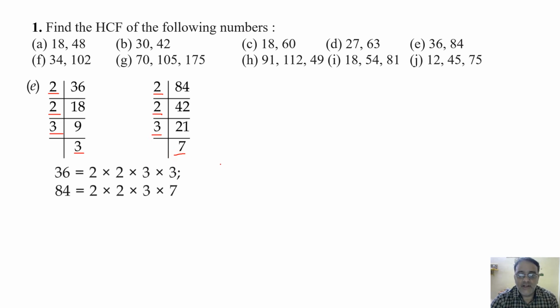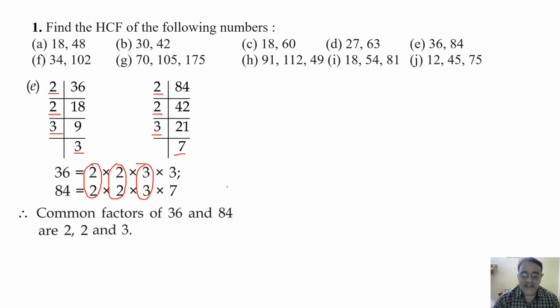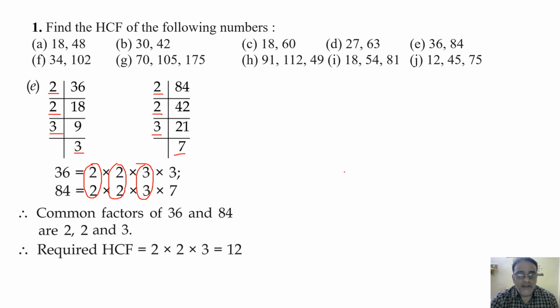Now we have to find the common factors. So common factors are 2, 2 and 3. So the HCF is 2 into 2 into 3, that is 12. Very good. 12, 6 नहीं है, 12 है. Next.